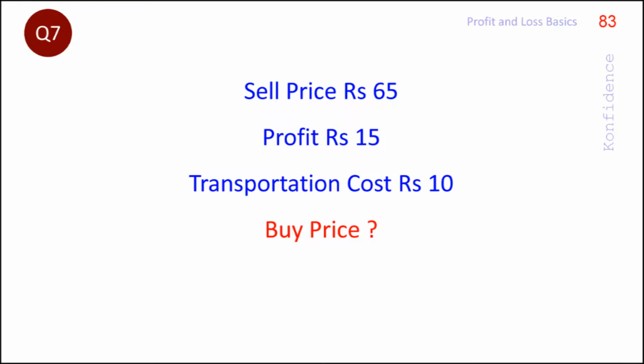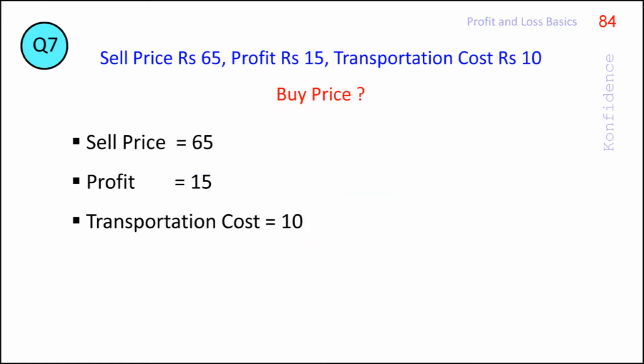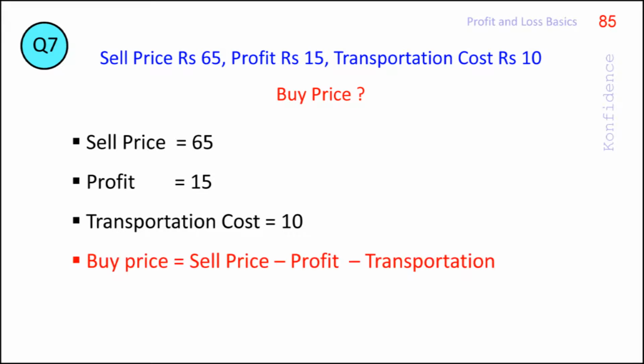Look at the slide carefully. There are a couple of more pieces of information in this slide. Here it says sell price is rupees 65, profit is rupees 15, transportation is rupees 10, and it asks you to find out the buy price. The questions discussed till now were relatively simpler. Here, buy price is equal to sell price minus profit minus transportation. Therefore, it is rupees 40.